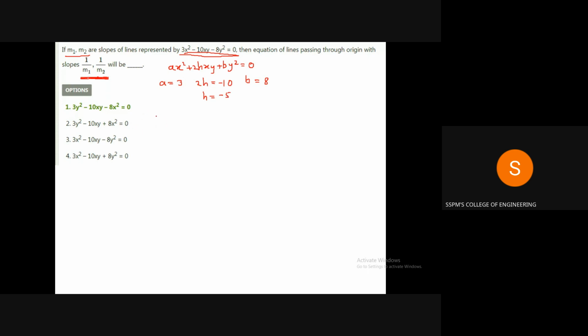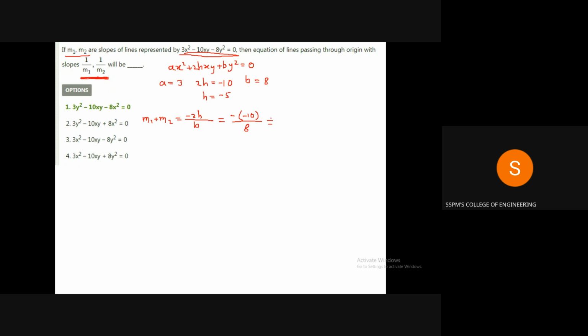We already know that the sum of slopes, m1 plus m2, is given by minus 2h divided by b, isn't it? What is the sum of slopes? It is minus 2h divided by b, which is equal to minus of, what is 2h? The value of 2h is minus 10. So minus of minus 10 divided by b.